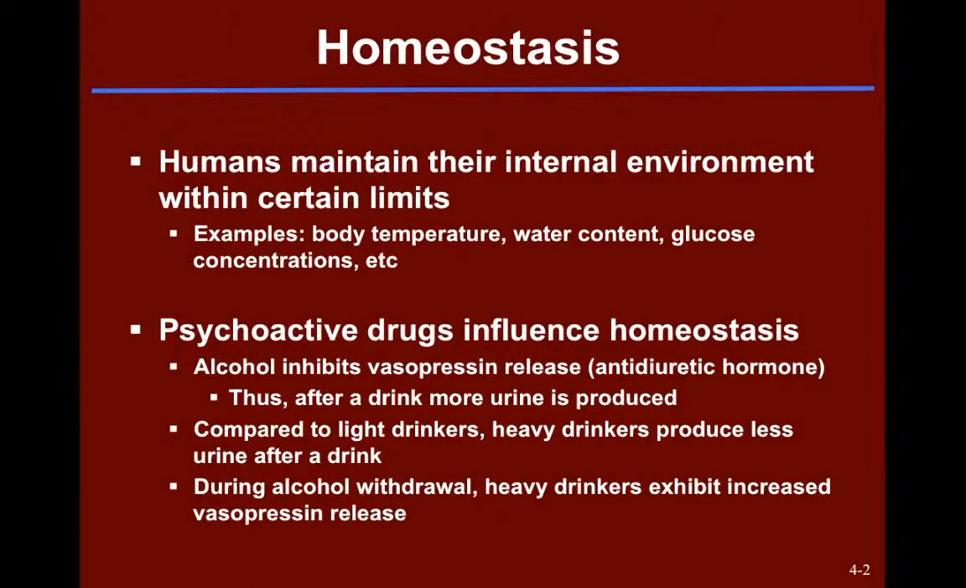And we see actually some interesting effects on homeostasis depending on how accustomed a person is to drinking. Compared to someone who doesn't drink very often, a heavy drinker is going to produce less urine because of that effect on vasopressin. Now, during alcohol withdrawal, heavy drinkers will again see that different response. They'll see increased vasopressin release. So that relationship is about homeostasis. It's about the body trying to maintain a certain normality in terms of its water level.